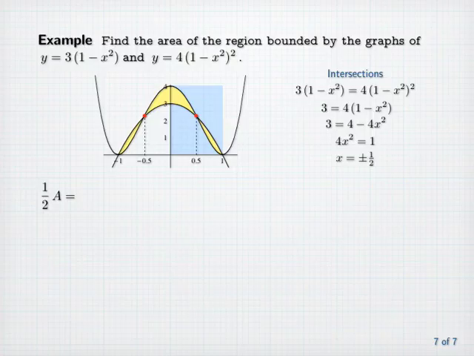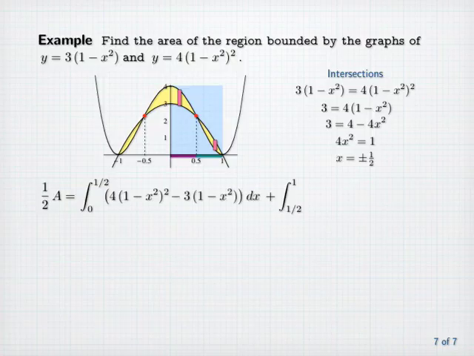Now since the curves cross at x equals 1/2, we're going to need to break the calculation up into 2 parts. We'll calculate one integral from 0 to 1/2, and then another integral from 1/2 to 1. Between 0 and 1/2, the top edge of the region is the fourth degree curve, and the bottom edge of the region is our downward opening parabola. So the length of a vertical slice there is given by 4 times the square of (1 minus x squared) minus 3 times (1 minus x squared). Between 1/2 and 1, it's just the opposite. So we'll integrate from 1/2 to 1, the opposite difference.